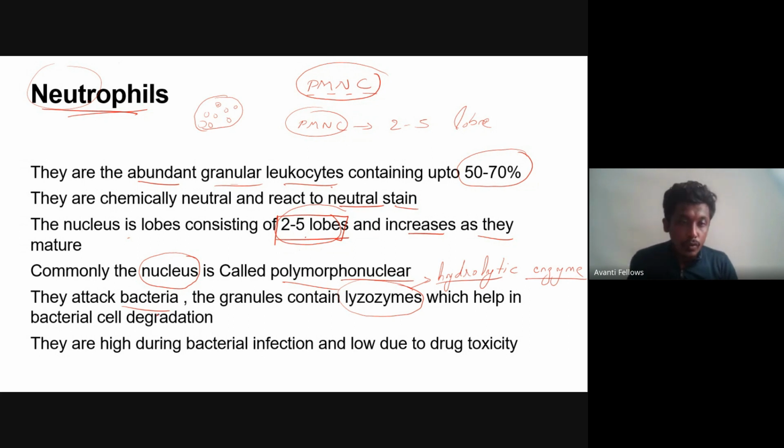Okay. So when can you see neutrophil numbers very, very high? Whenever there is a bacterial infection. Very, very important. Okay. When a bacterial infection is there, you see a lot of neutrophils. Sometimes because of drug toxicity, the neutrophil numbers can decrease. So this is about neutrophils.